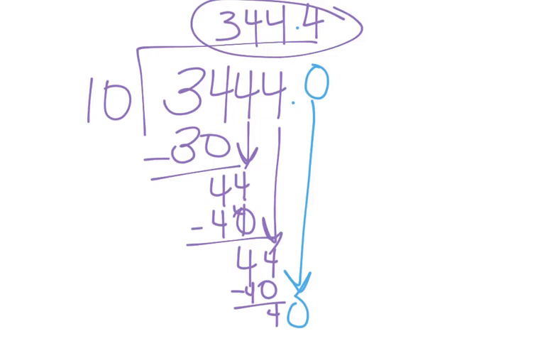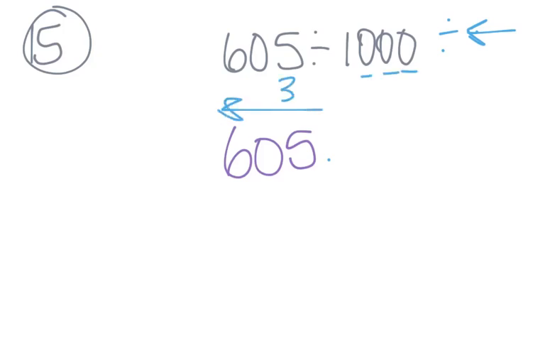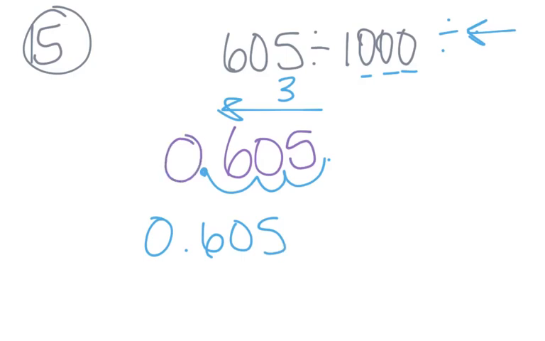Actually, we'll do one more. We'll do number 15 together. So 605 divided by 1,000. Rewrite your number. Put your decimal in its place. You are dividing, so we're going to move left. Move left 1, 2, 3 spaces. Your answer is 0.605. I use the 0 as a placeholder to show me that I don't have any 1s, so I don't accidentally think this is 605. And I can clearly see my decimal.